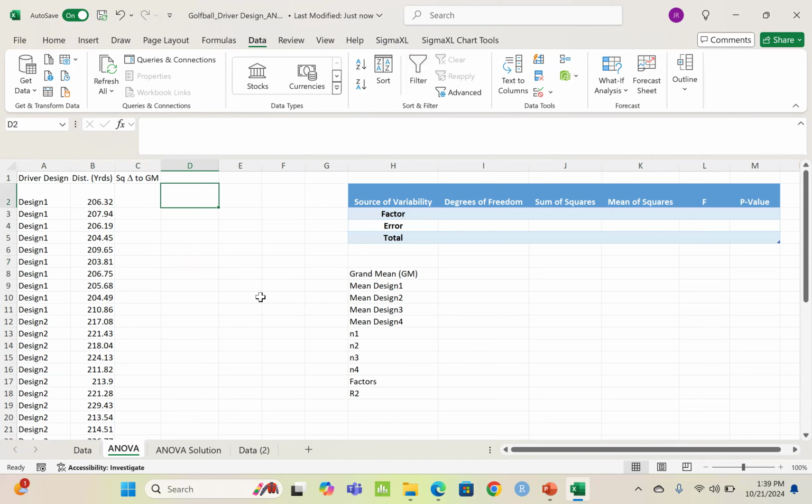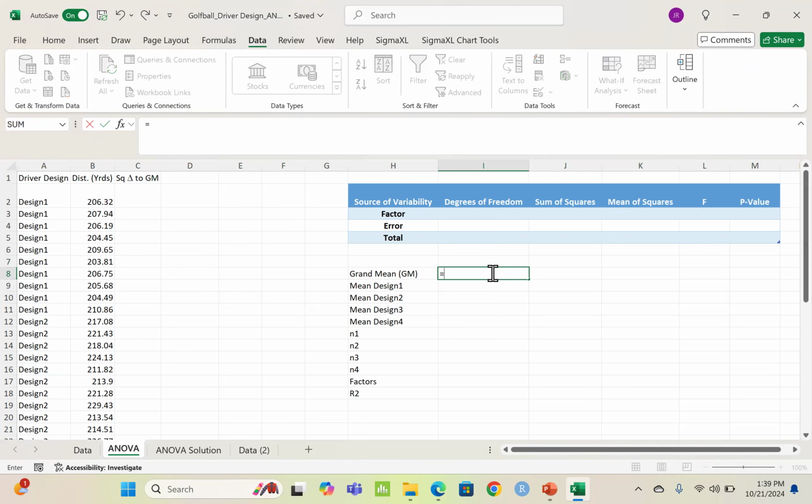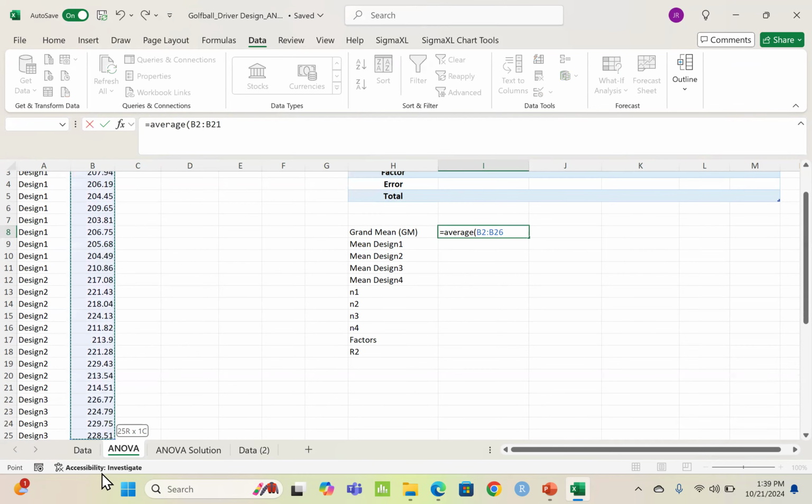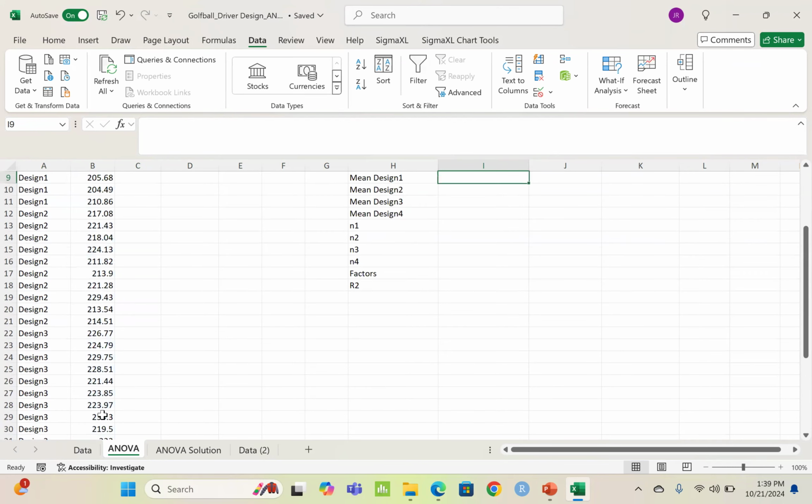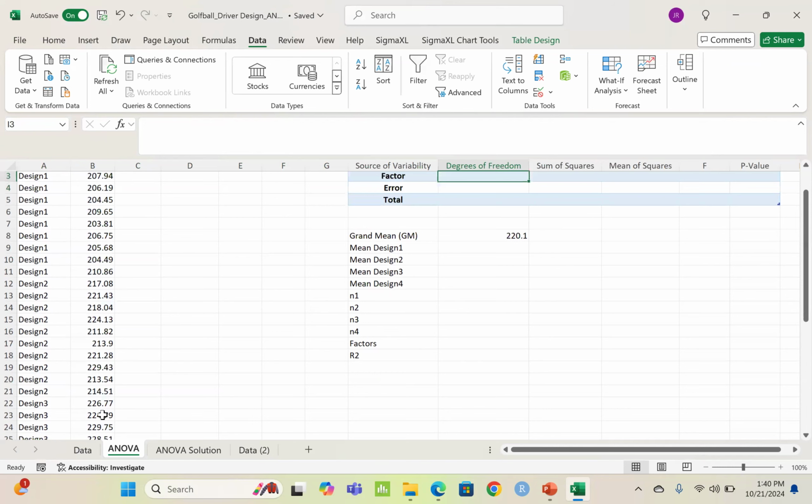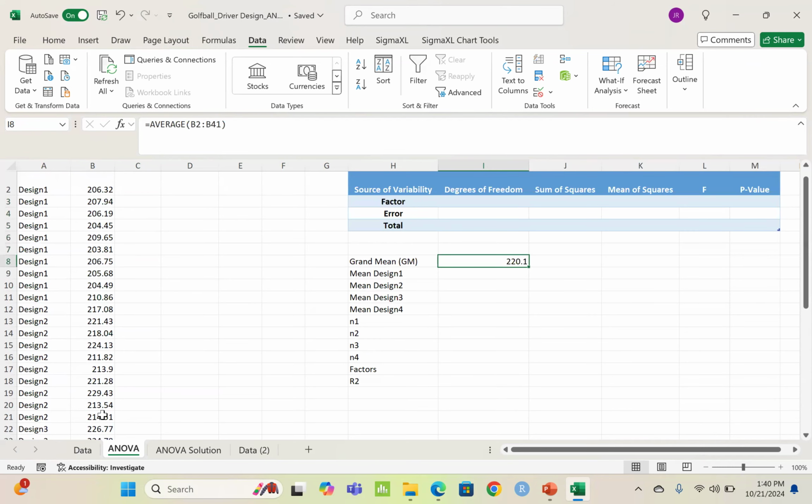All right, so first step, we need to calculate the sum of squares for the factor. We need to calculate this value right here. To do that, if you remember the content that I just showed you, we need to calculate the grand mean of this data. I'm going to put that value over here, grand mean. Basically, what I'm going to do is calculate the average by using the formulas that exist in Excel of all of my data. And that grand mean is 220.1.